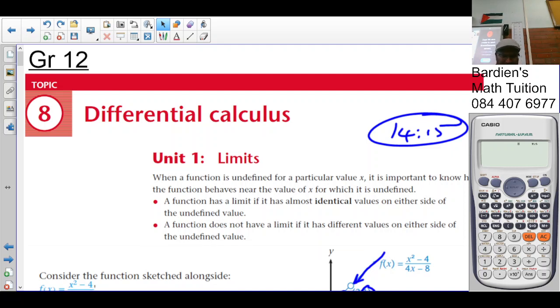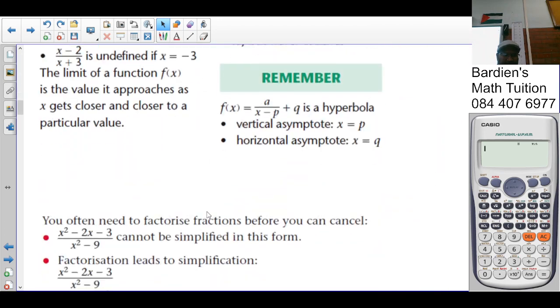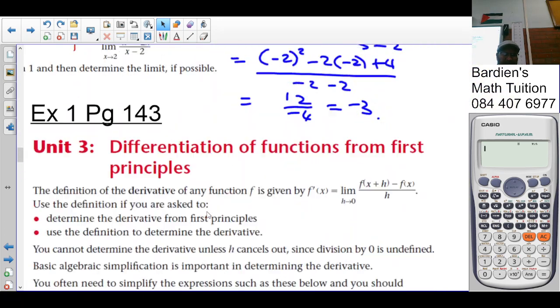Good morning, class. So today we're looking at calculus. We are applying the rules of differentiation.